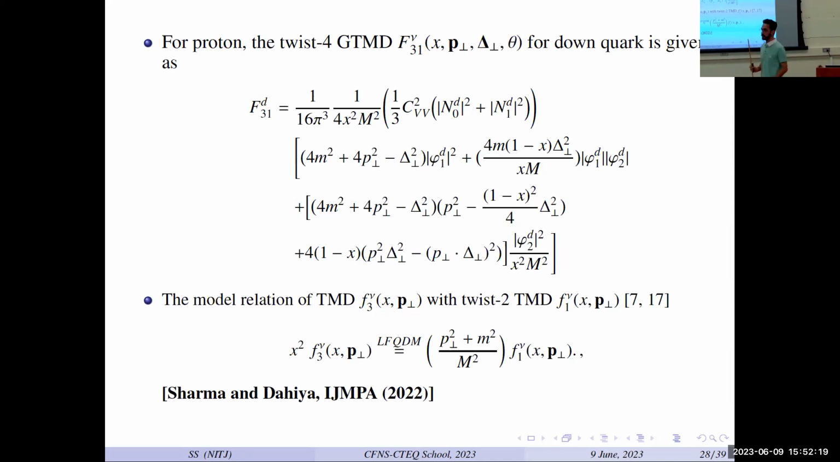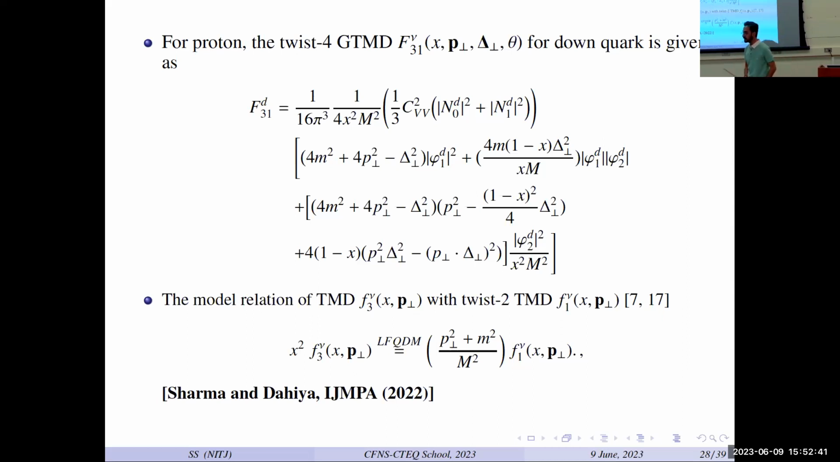Okay. We have calculated this GTMD and we have applied the TMD limit, so we get the TMD for twist 4. Similarly, we have calculated the twist-2 TMD in this model. Then we check whether there is any explicit expression relating those two, and from that we get this.